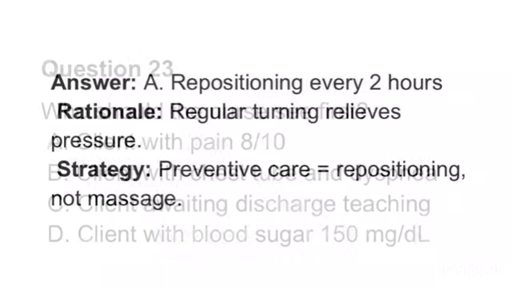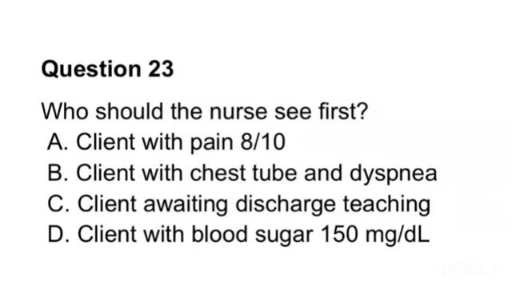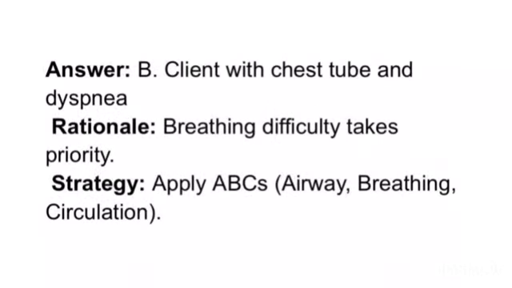Question 23. Who should the nurse see first? A. Client with pain 8/10. B. Client with chest tube and dyspnea. C. Client awaiting discharge teaching. D. Client with blood sugar 150 mg per deciliter. Answer, B. Client with chest tube and dyspnea. Rationale, breathing difficulty takes priority. Strategy, apply ABCs, airway, breathing, circulation.